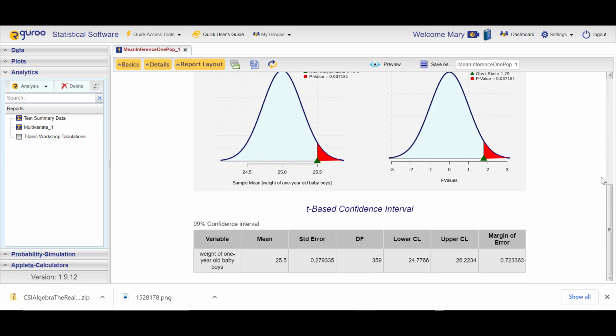Oh, I'm going to go ahead and write down the confidence interval too. The confidence interval goes from 24.78, I'm going to just round it to 2 decimal places, and 26.22. Okay, so going back to the other screen.